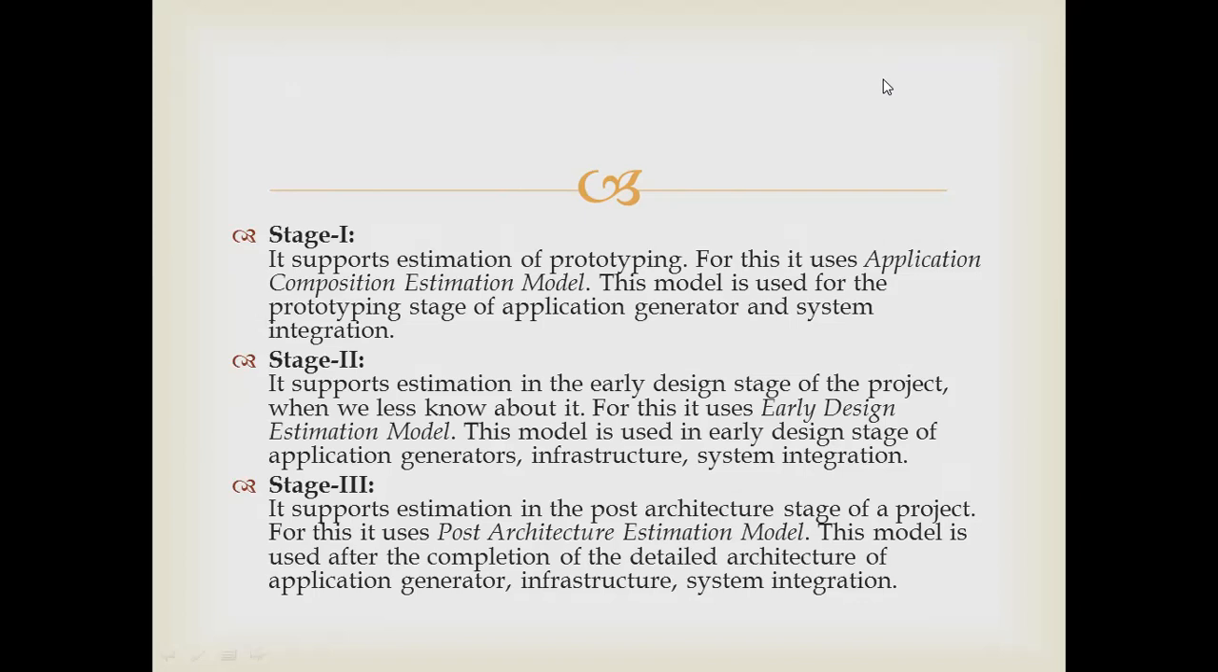Next is stage 2. It supports estimation in a highly early design stage of a project, when we know little about it. For this, the early design estimation model is used. ठीक है, जहाँ पे फर्स्ट स्टेज में हमने प्रोटोटाइप स्टेज को जनरेट करने के लिए स्टेज 1 यूज किया था, जिस मॉडल का नाम था application composition estimation model. Now there is another model, which is the early design estimation model.